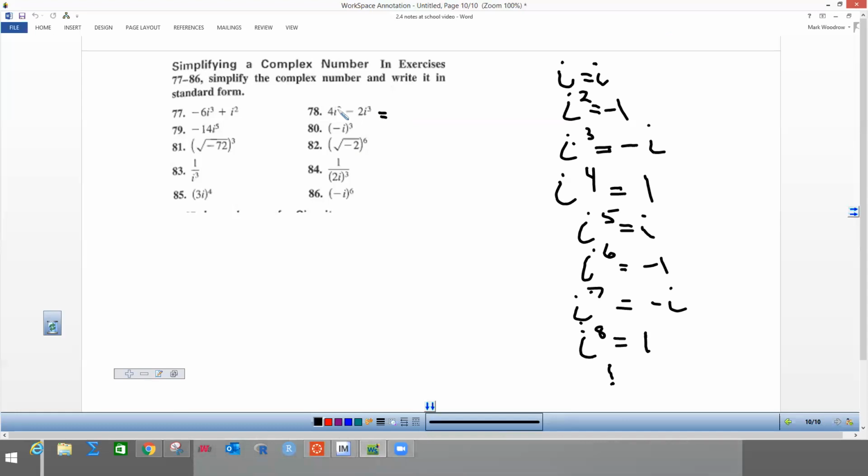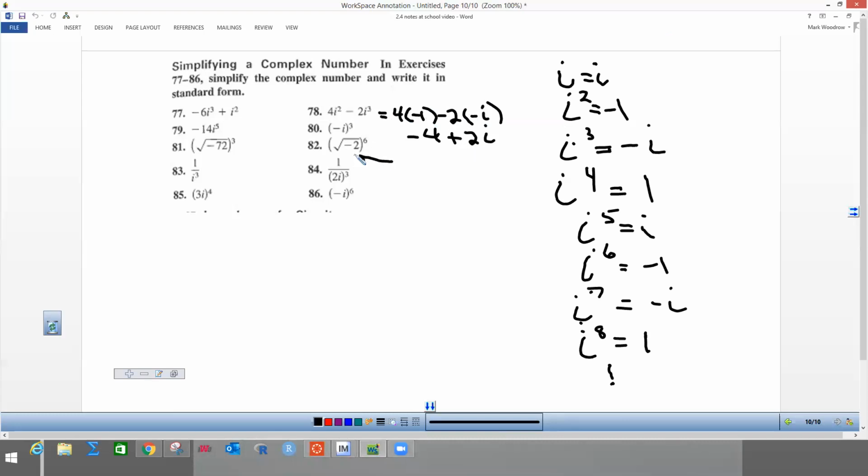So this one, again, i squared is -1, and we got -2, and i cubed is -i. So this is going to be -4 plus 2i, because negative times negative is a positive.